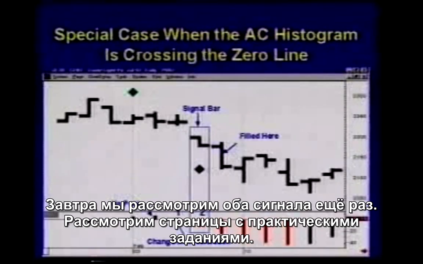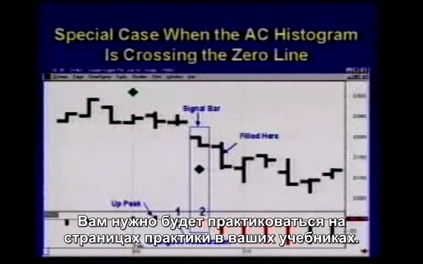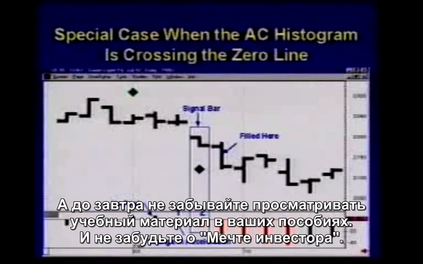Tomorrow we're going to come back and take a look at both of them, look at our practice pages. You're going to have some time to do your practice pages. In the meantime, you should be looking at your computoral. You should be going over your workbook and your notes. And also, don't forget about Investor's Dream.